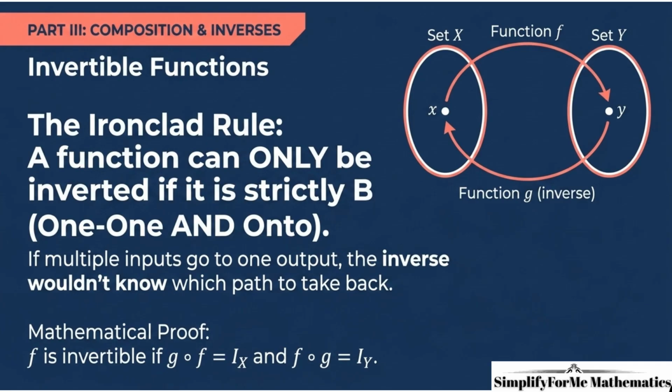Not every function has an inverse. For a function to be invertible, it must be bijective, that is, both 1-1 and onto. Why? Because each output must come from exactly one input, so we can reverse the process uniquely. If multiple inputs give the same output, the inverse cannot decide which one to pick.